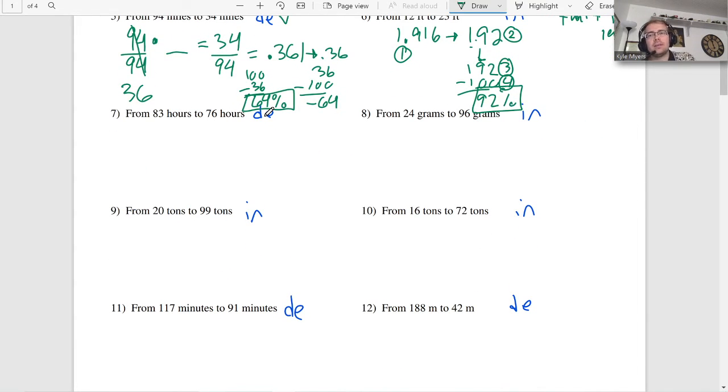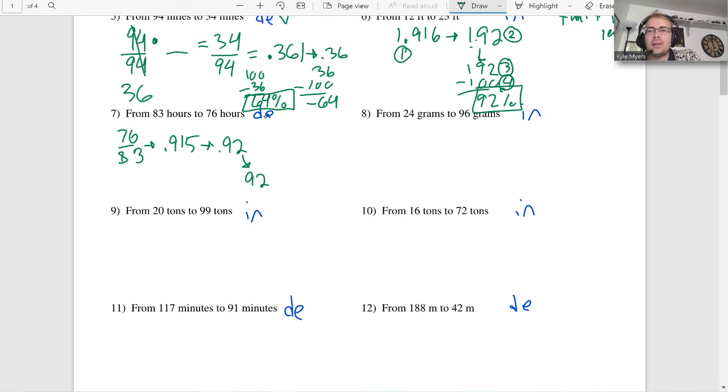All right, decrease. Decrease, so we do small divided by big. 76 divided by 83. I get 0.915. And that would round to 0.92. Just barely. It has to be a 5 or greater to round up. And it does round up because it's a 5. So 0.92, which then turns into 92, and then we subtract that into 100.